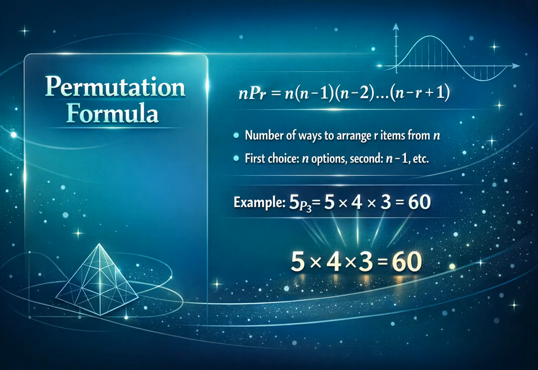This counts ways to arrange r items. The first choice has n options, the second has n minus 1, and so on. For example, 5P3 equals 5 times 4 times 3 equals 60 arrangements.